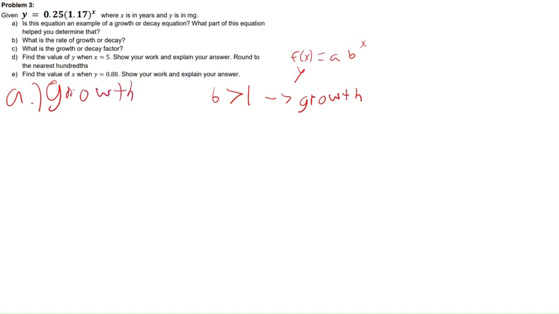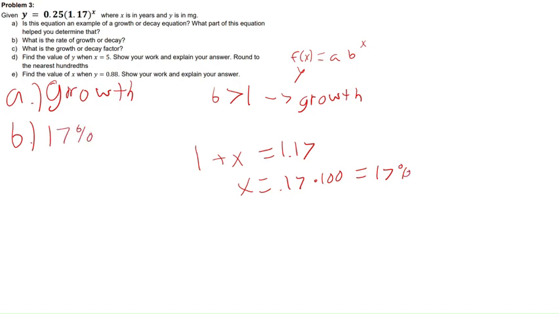Now what's the rate? So 1 plus x equals 1.17. So x equals 0.17, times 100 equals 17%. That's our rate. C, what is the factor? That's obviously just the b value, as we discussed earlier, just right here.